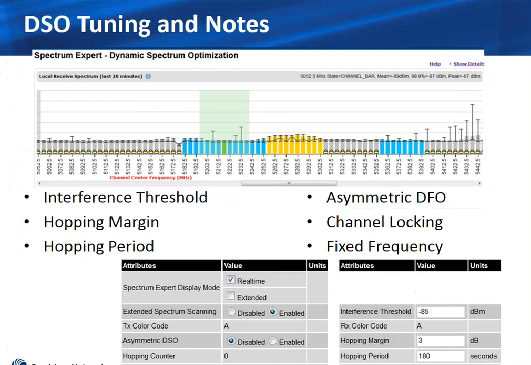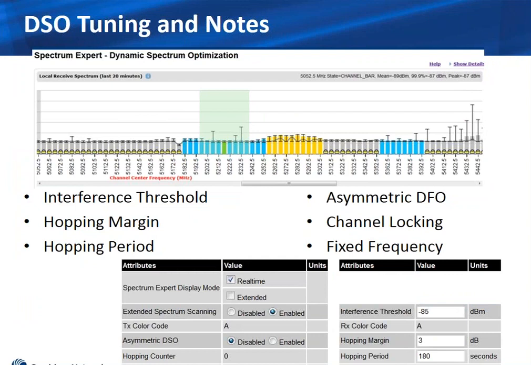Okay. Some tuning notes we want to think about when we're talking about DSO, or spectrum optimization. We want to talk about interference threshold. That's when would I change a channel if I was set to be dynamic. What about hopping margin, hopping period? Those say when do I move to a better channel if one exists? That's a proactive method of changing channels. Do we have extended spectrum scanning on? Do we have real-time spectrum scanning on right now? Those kinds of things from a viewing standpoint.